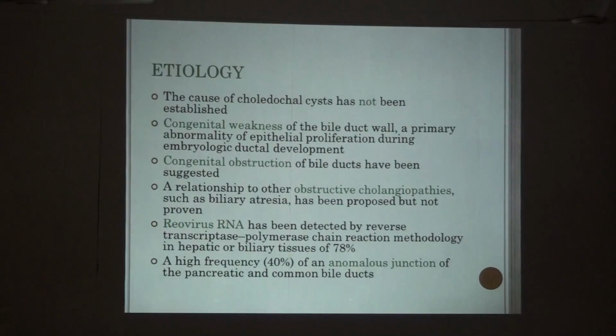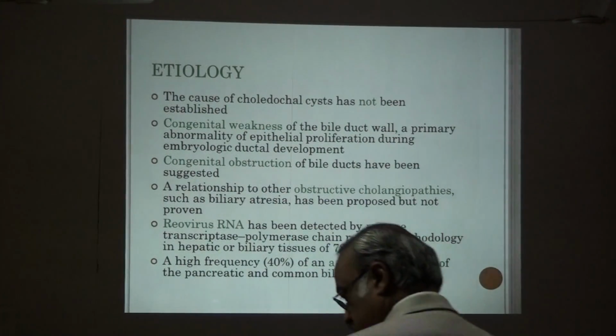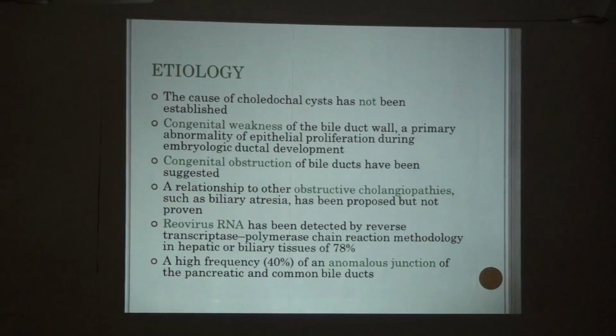Etiology. The cause of choledochal cyst has not been established. Many causes are there, like congenital weakness of the bile duct wall, then congenital obstruction of the bile ducts. Reovirus RNA has been detected. A high frequency of an anomalous junction of the pancreatic and common bile ducts. So there are increased chances of cancer in these cases because the collections become stagnant in the dilated part of the CBD, the pancreatic collection.